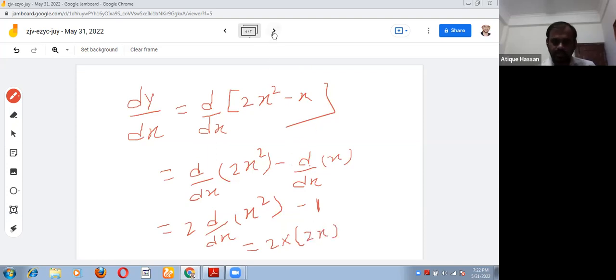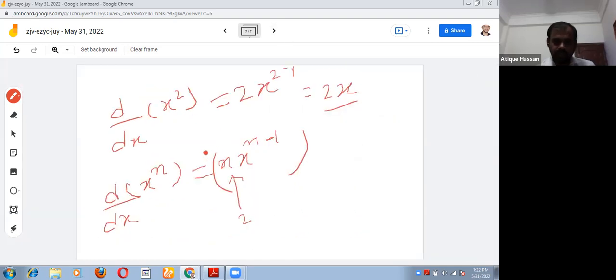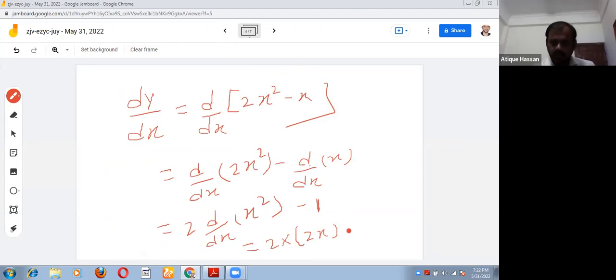And what is the differentiation of x? The differentiation of x is always 1. Correct? So it comes as 4x minus 1. It is equal to 4x minus 1. Differentiation of y with respect to x is 4x minus 1. So what was the question?